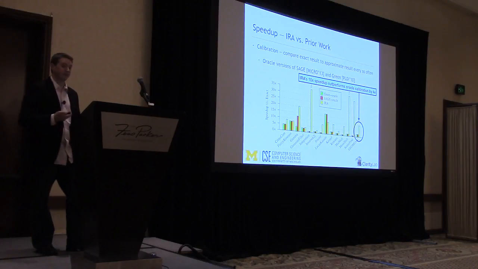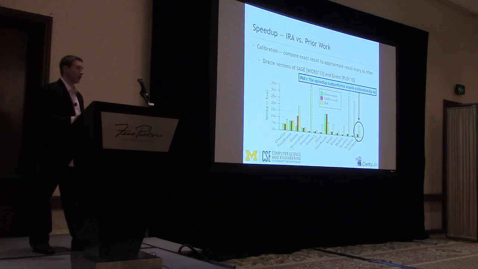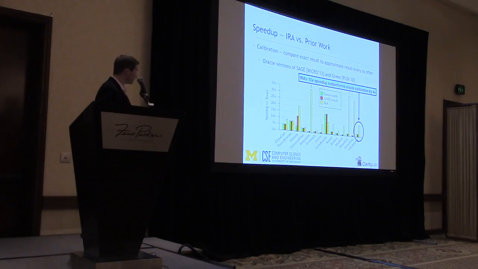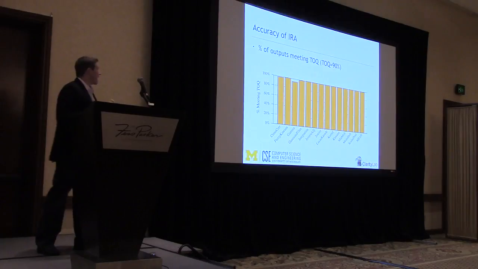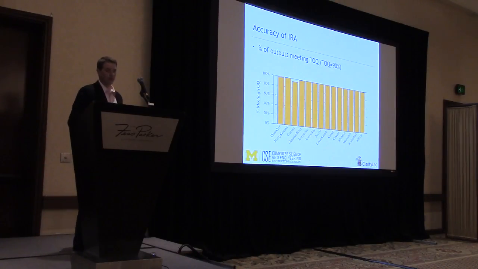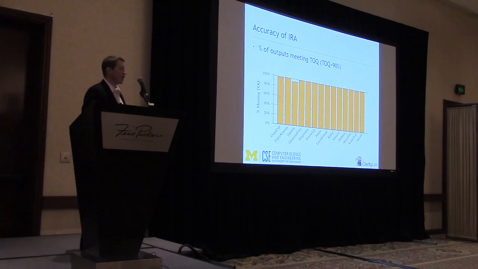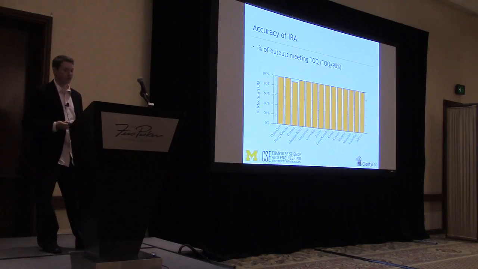The cause of this is that IRA is customizing the approximation per input, but Oracle calibration isn't. So how does IRA do on delivering on this target output? How does it do on delivering on this accuracy constraint? What I'm plotting here is, for each application, the percentage of outputs meeting the target output quality. And this is, of course, a target output quality of 90%.